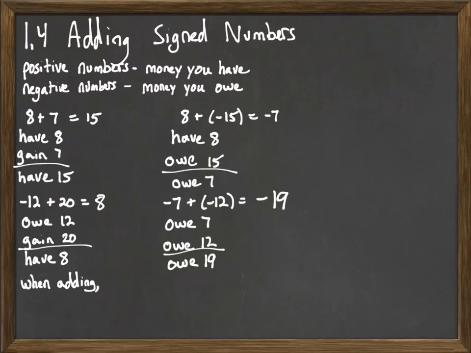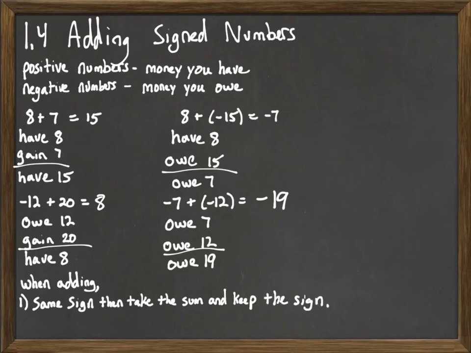And so, when adding, scenario number 1 is if they have the same sign, then take the sum, and then keep the common sign. And that's what we did here in problems 1 and 4. They had the same sign, so we added those numbers together, and we kept the common sign.